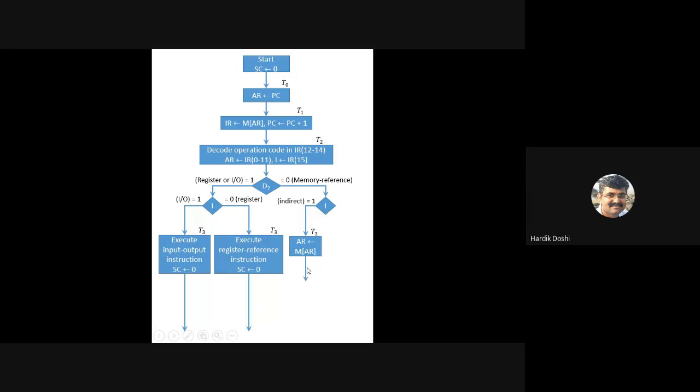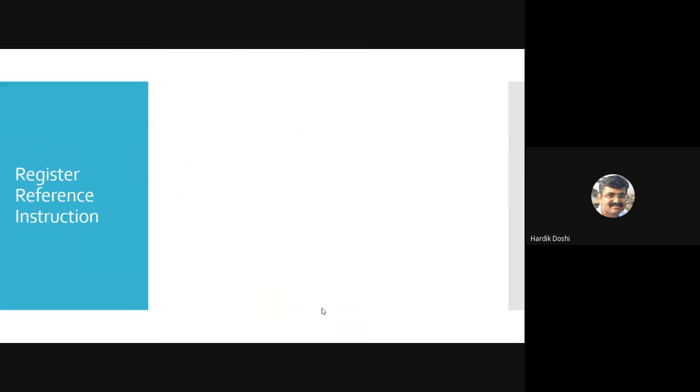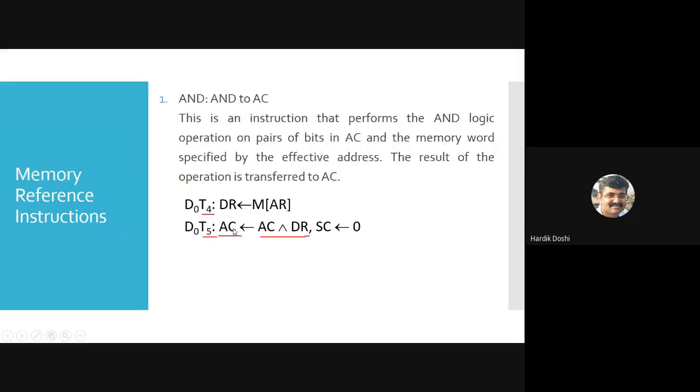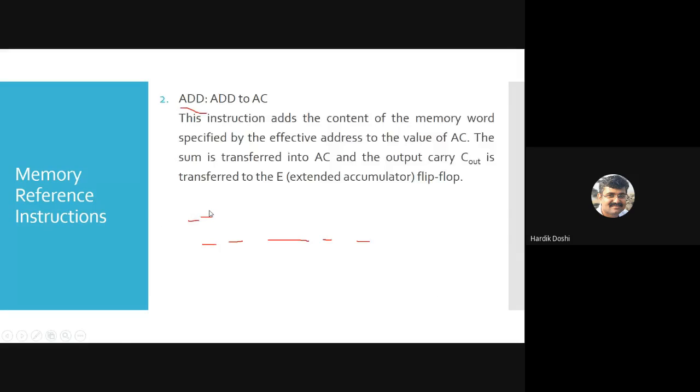See over here, that's why I have not mentioned the timing for memory reference, because in memory reference it is not fixed that it will be completed within one timing cycle. It requires more timing cycles, as I showed you in the example that AND and add each require 2 timing cycles. It varies. In some instructions it requires 1, in some it requires 2, in some even 3 timing cycles.